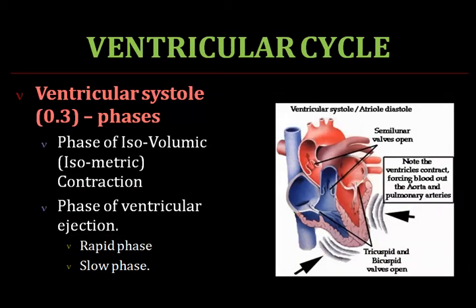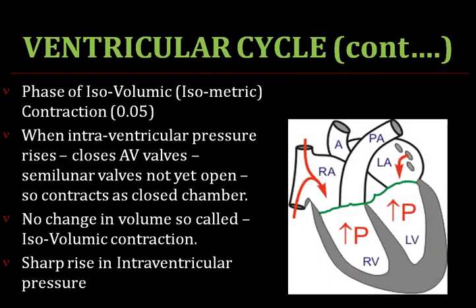Ventricular cycle. In that, the ventricular systole is a 0.3 second phase. In that phase are the isovolumic or isometric contraction, and the phase of ventricular ejection, which has a rapid phase and a slow phase. The phase of isovolumic or isometric contraction is 0.05 second.